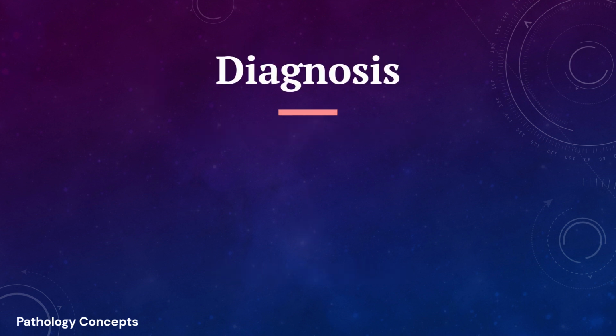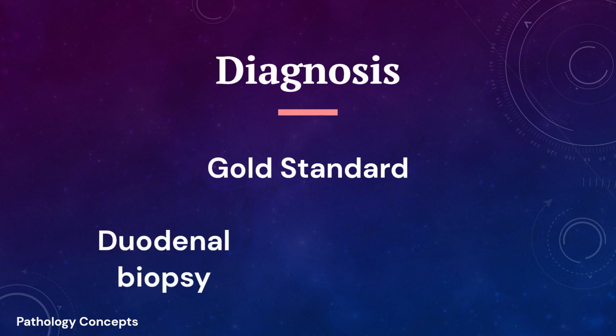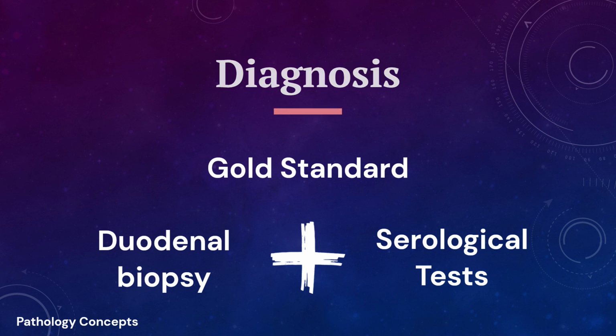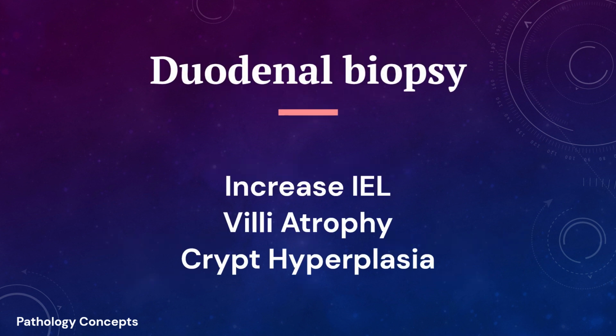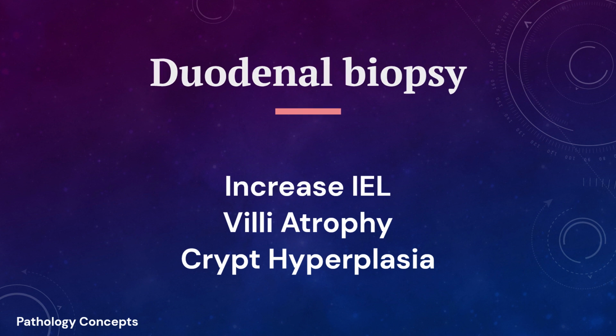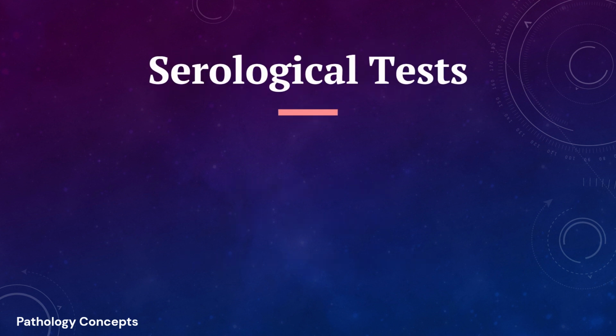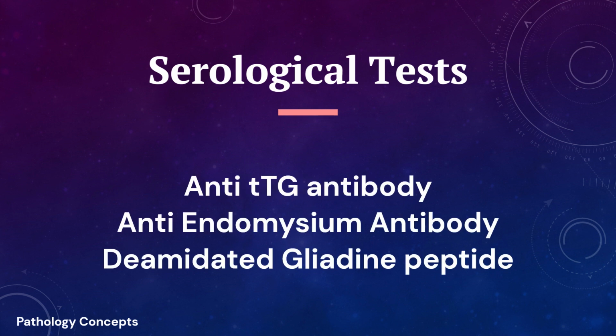Now let's understand how to diagnose celiac disease. The gold standard for celiac disease diagnosis is represented by a combination of two tests. First is duodenal biopsy and second is serological test. Duodenal biopsy consists of mucosal changes that we have described earlier, and serological test consists of autoantibodies like anti-TTG, anti-endomysium and deamidated gliadin peptide antibodies.